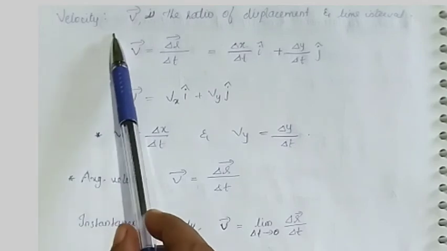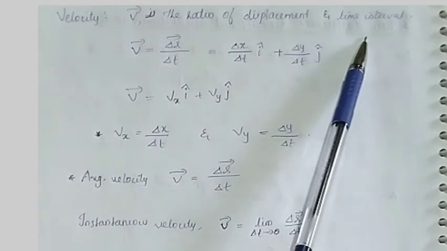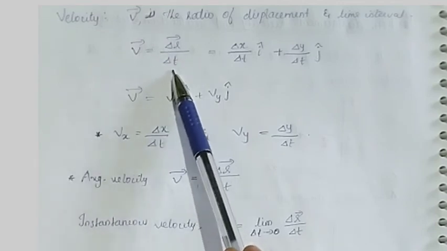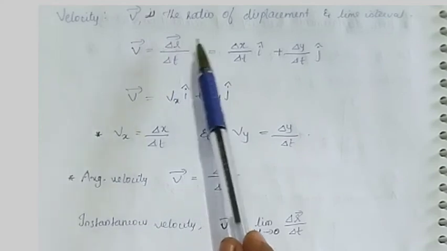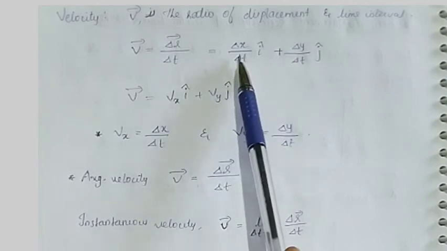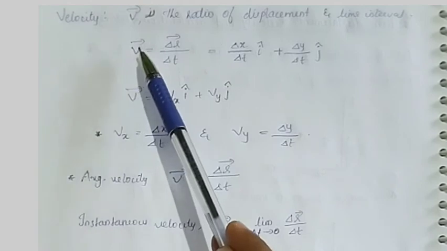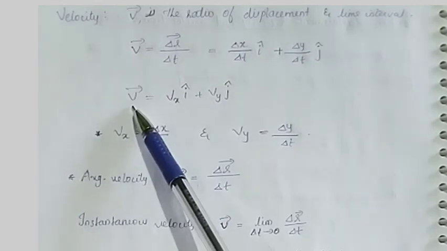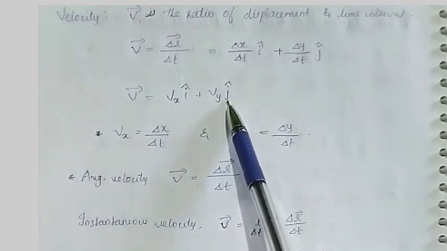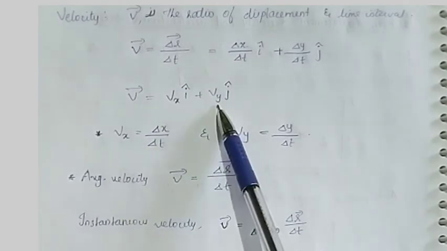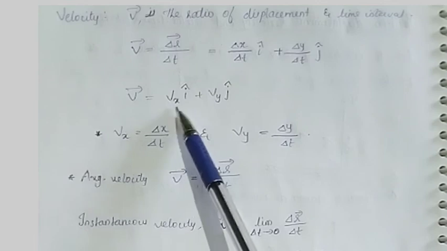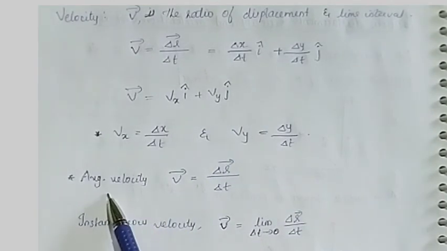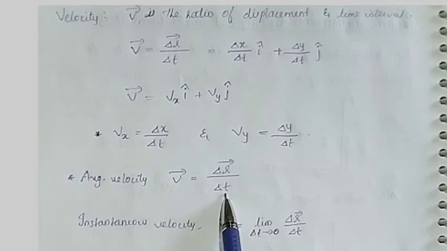Now, coming to the velocity vector, v is the ratio of displacement and time interval. So, vector v can be written as displacement vector divided by time interval, that is delta r divided by delta t. And we know that the displacement vector delta r is delta x i cap plus delta y j cap. So, dividing this vector by delta t, we obtain the velocity vector. So, velocity vector is written as delta x by delta t i cap plus delta y by delta t j cap, and we can write it as vector v is equal to vx i cap plus vy j cap, where vx is delta x by delta t and vy is delta y by delta t. So, in the component form, we obtain the velocity vector v as vx i cap plus vy j cap. Thus, the vector form of the average velocity v can be written as delta r divided by delta t.